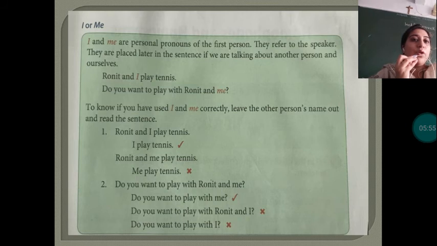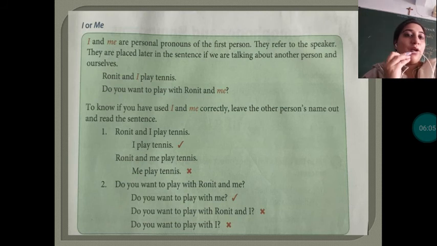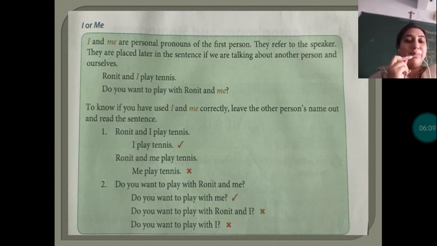So do you want to play with me? Yes, it's right. Do you want to play with Romit and I? It's wrong. Do you want to play with I? It's also wrong. So I hope you understand when you use I and me. These are clear examples.